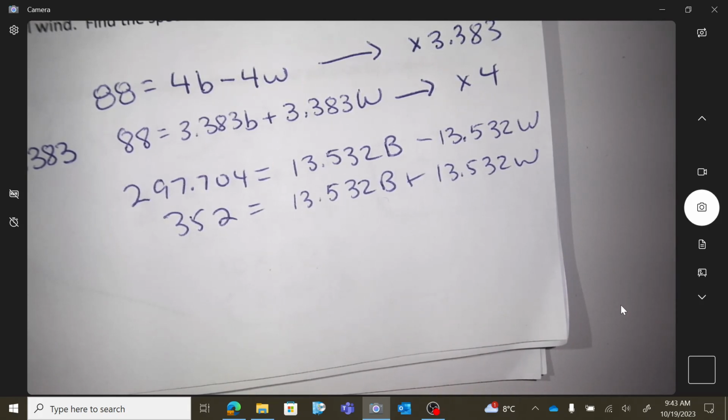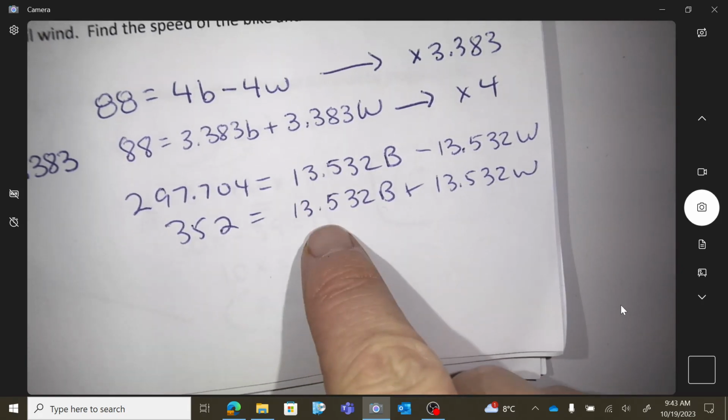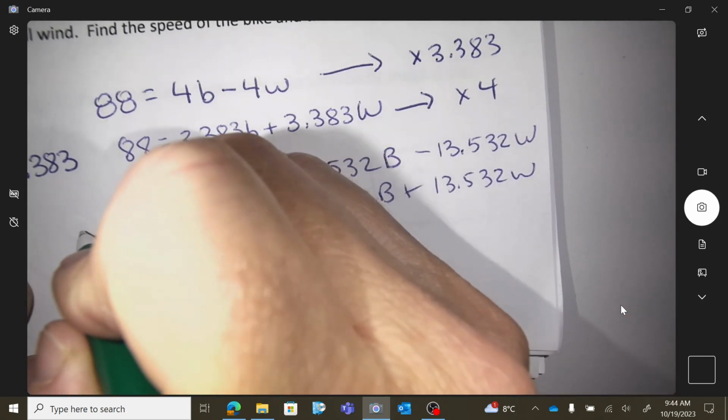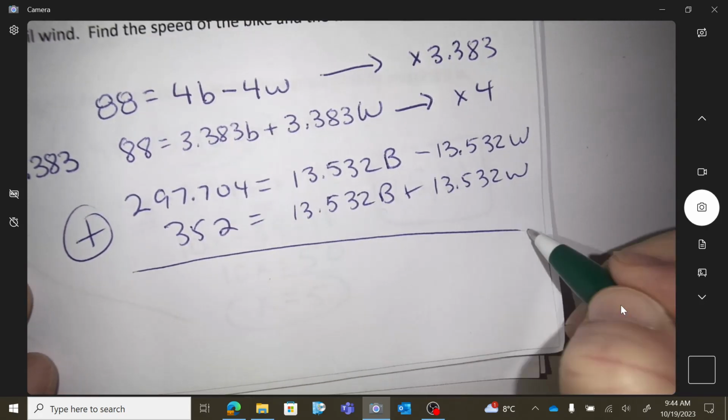So you're going to pick what you want to do. Would you like to add or subtract? And it doesn't matter, because if you subtract, those are gone. If you add, those are gone. So it's up to you what you do. I'm going to pick add.